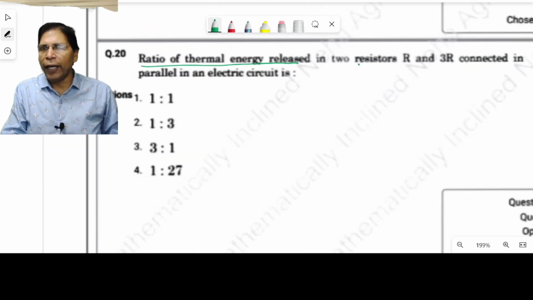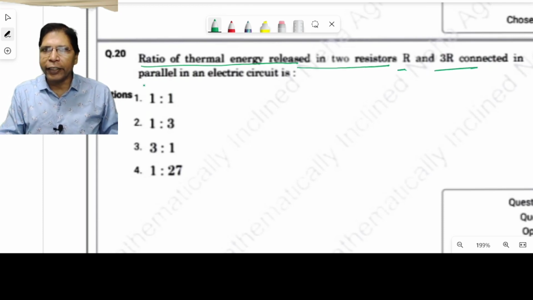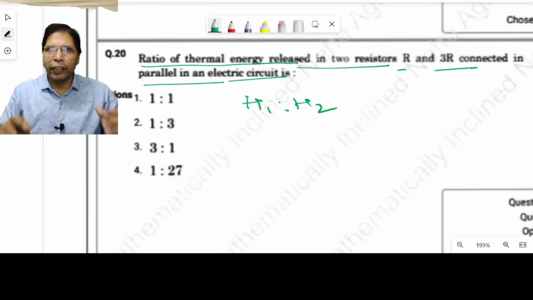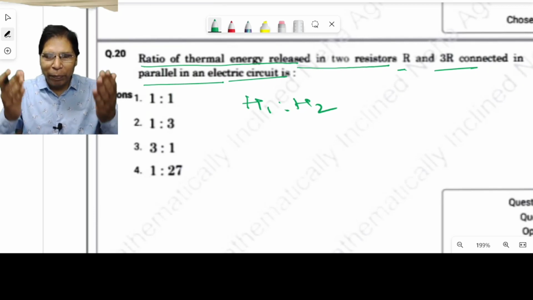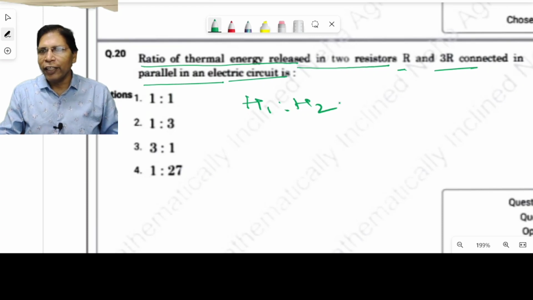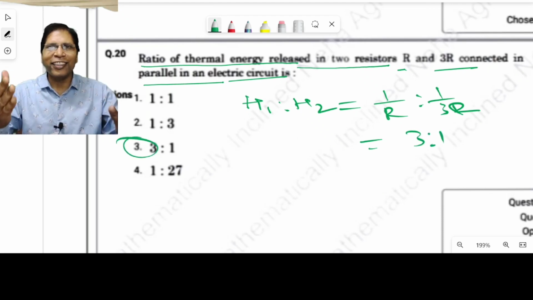Ratio of the thermal energy released in two resistors R and 3R connected in parallel in the circuit. Now, thermal energy, when connected in parallel combination, is inversely proportional to the resistance, because in parallel combination voltage is constant. So this equals 1 by R is to 1 by 3R. So this is 3 is to 1. Now option 3 is correct.